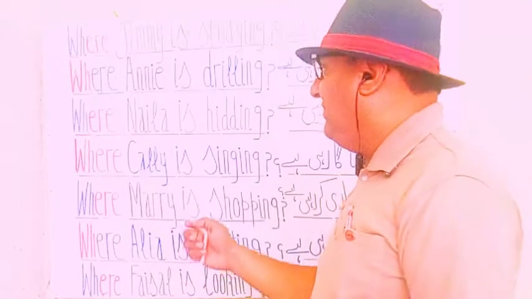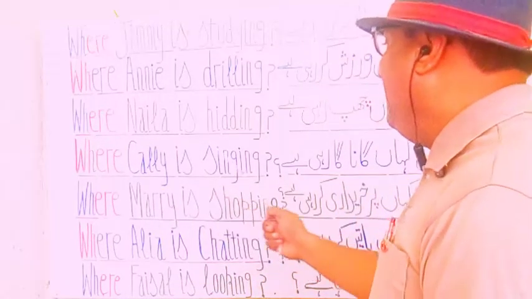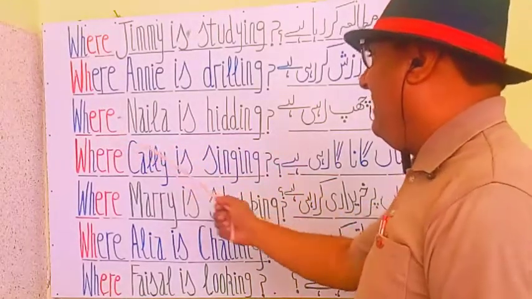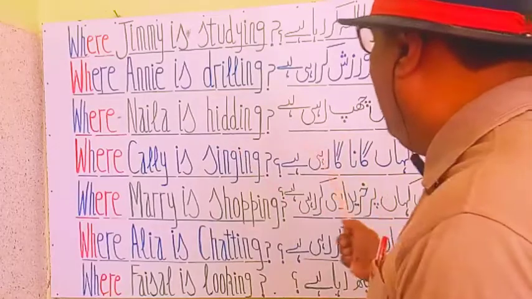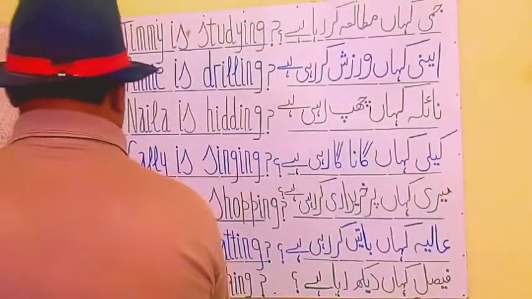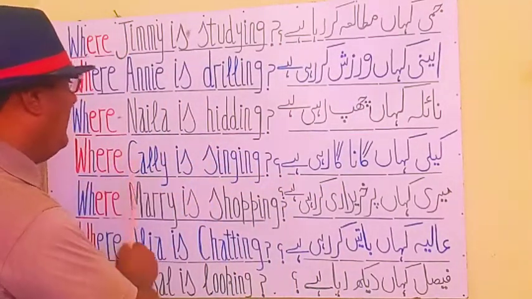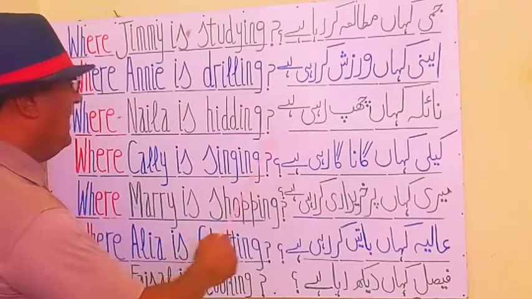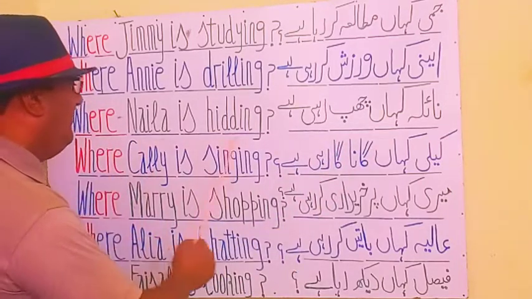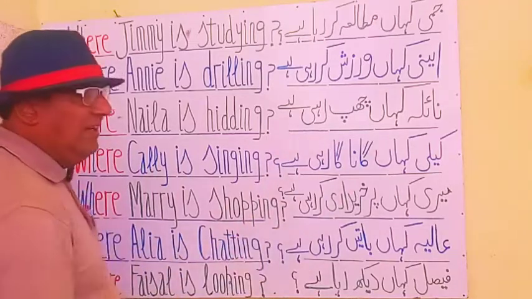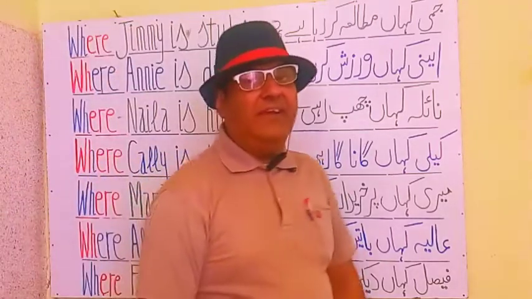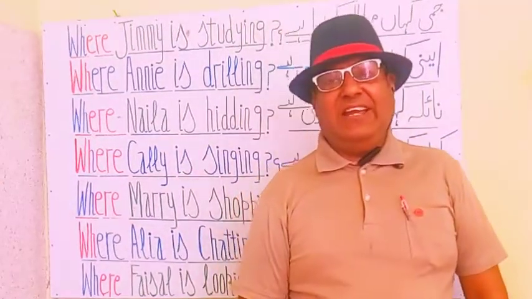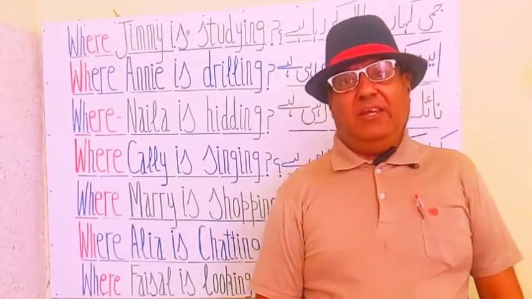You see the next one is where Naila is hiding. Where Naila is hiding? Naila कहाँ छुप रही है. Where Naila is hiding? Naila कहाँ छुप रही है. Where Naila is hiding? Naila कहाँ छुप रही है.